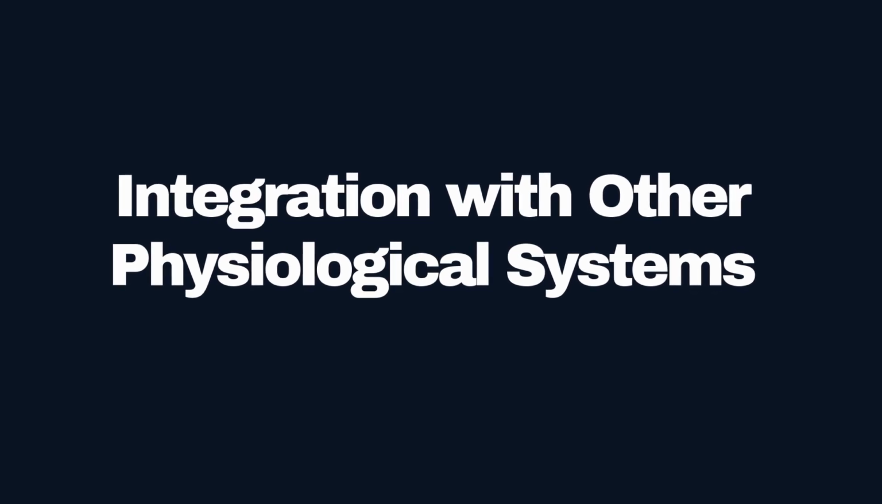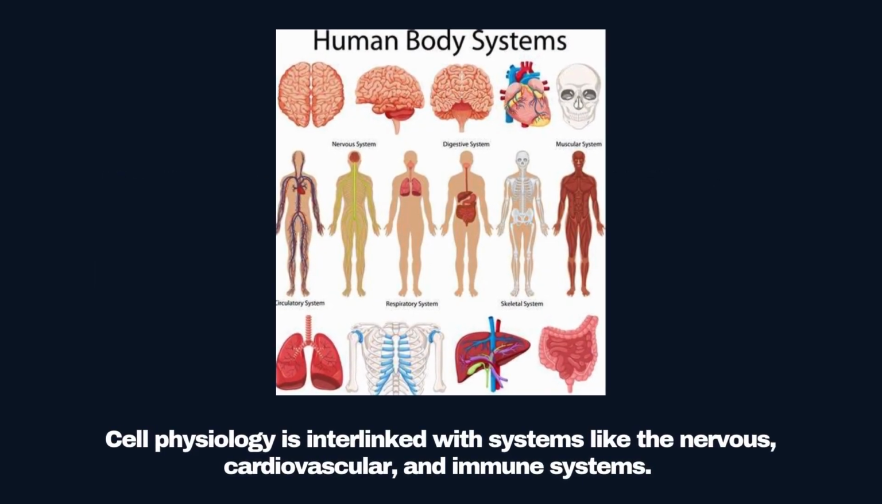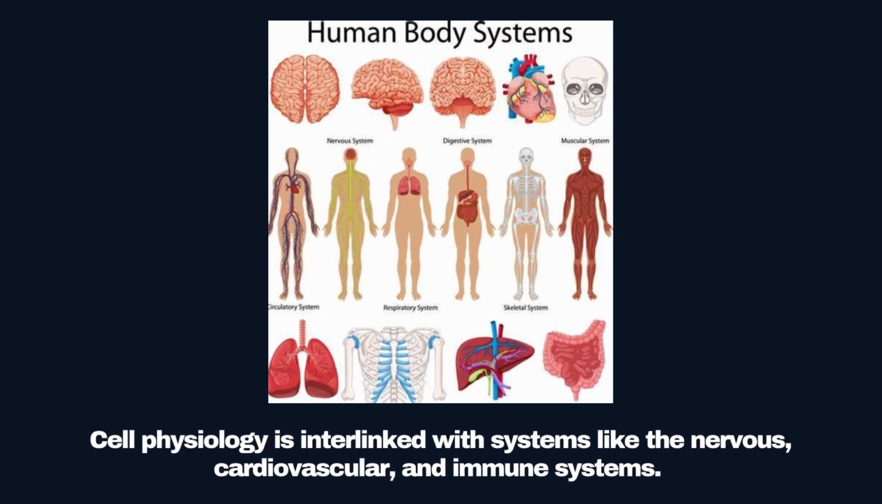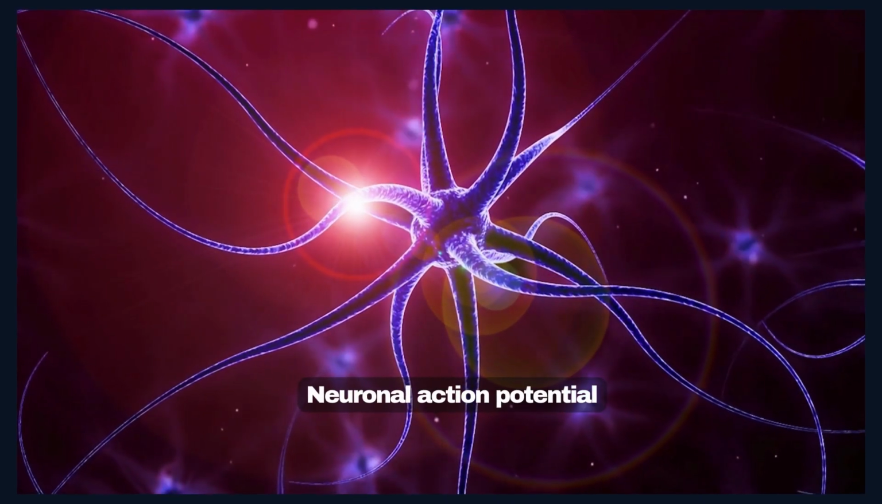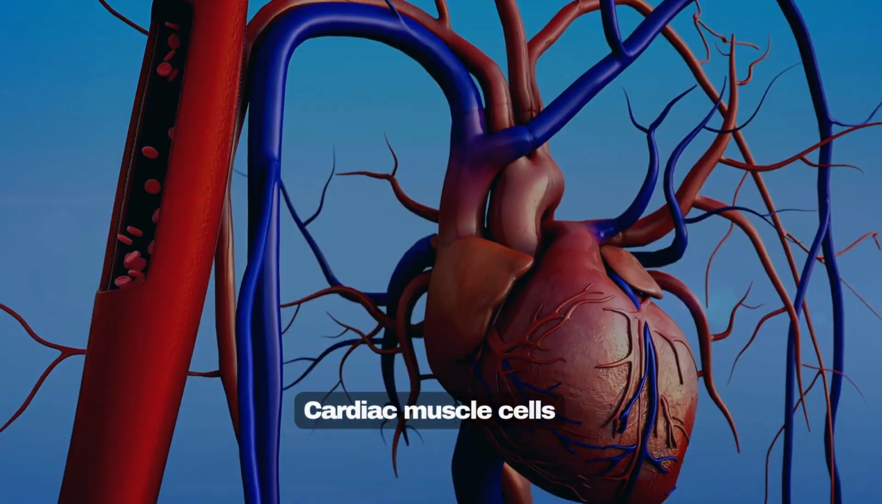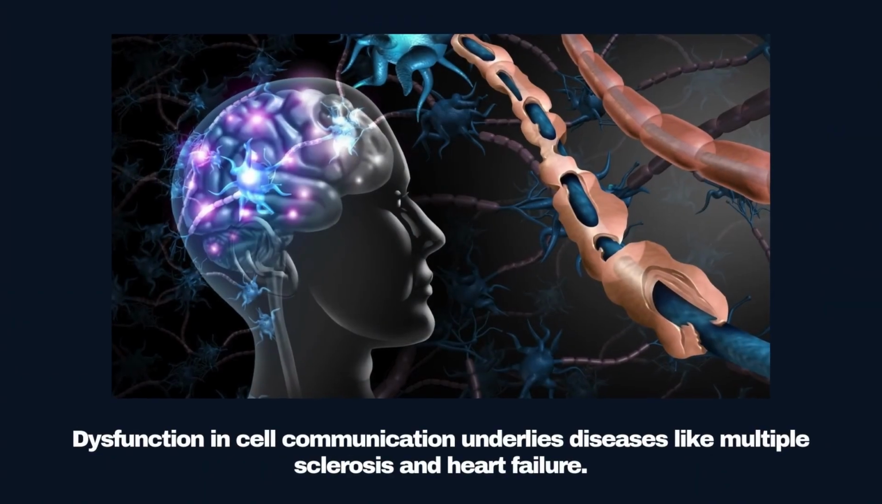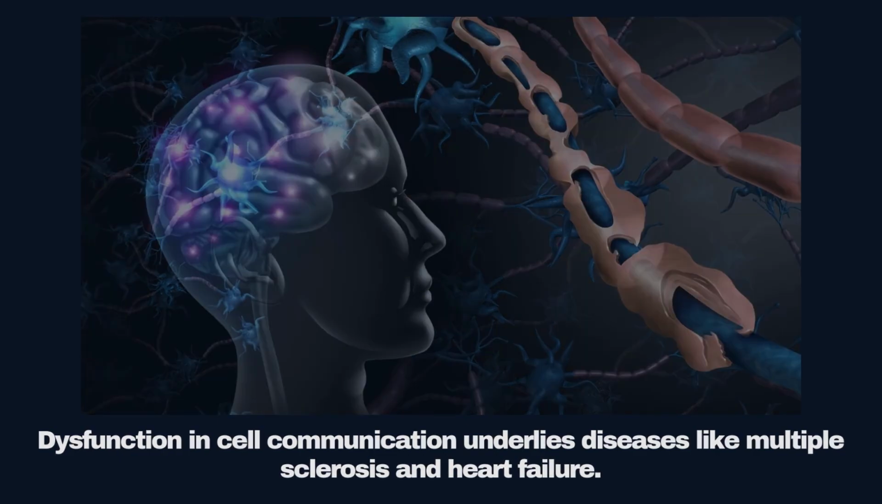Integration with other physiological systems. Cell physiology is interlinked with systems like the nervous, cardiovascular, and immune systems. For instance, neuronal action potentials depend on sodium and potassium channels, while cardiac muscle cells rely on calcium-induced calcium release for contraction. Dysfunction in cell communication underlies diseases like multiple sclerosis and heart failure.